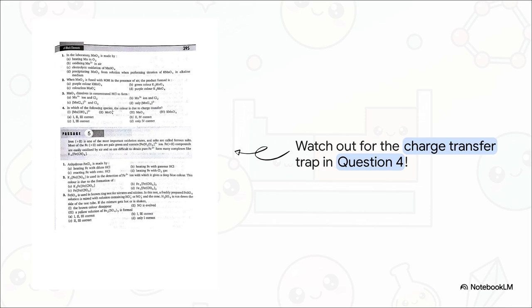But take a look at question 4. It asks you to identify which species owes its color to charge transfer. This is the trap. Some compounds, like the intensely purple permanganate ion, actually have a D0 configuration.